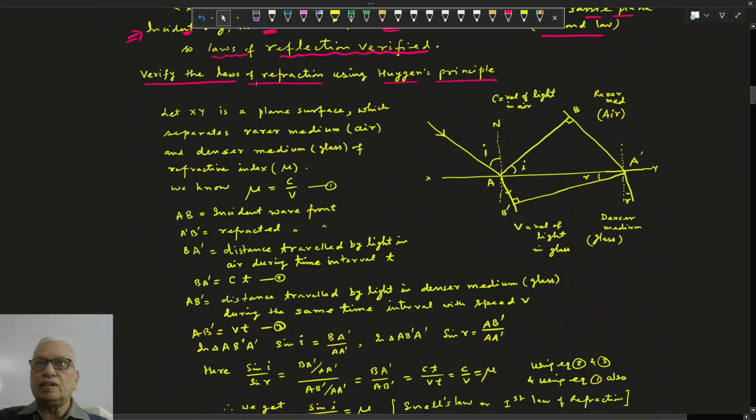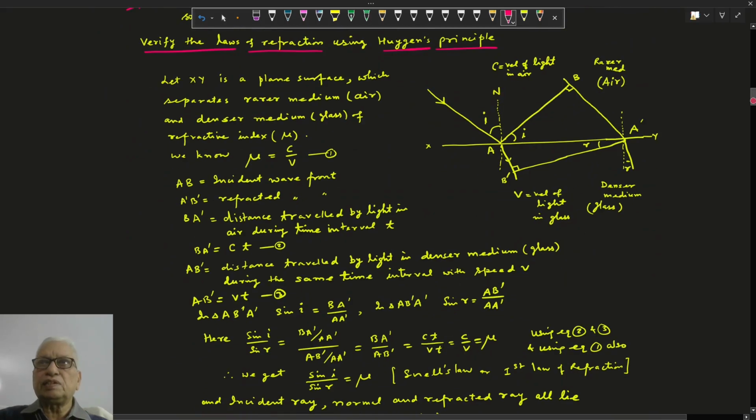Now second, here using the Huygens principle we are verifying the laws of refraction. Here XY is the refracting surface separating the two media, the air, a rarer medium, and glass, say a denser medium. We know the refractive index mu is the velocity of light c upon the velocity of light in the medium, say v. So c upon v is mu, the refractive index of the medium, here glass.